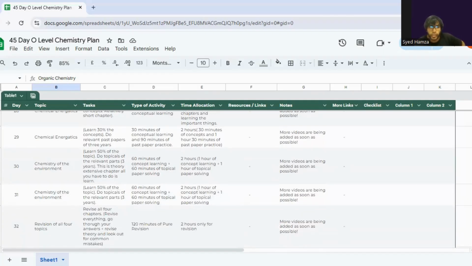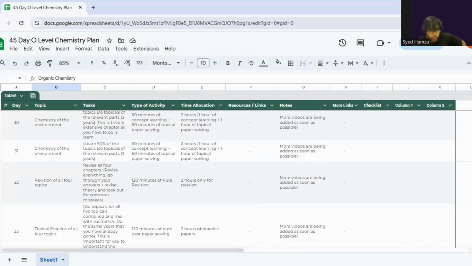On the 31st day, you've got chemistry of the environment. Now, this topic is being frequently tested in the new papers. The last year paper, but I think the one before the last as well, it's being tested. So this topic is being tested very recently. That's why you're gonna give it 2 days, you're gonna do the practice, and then move to the next topic.